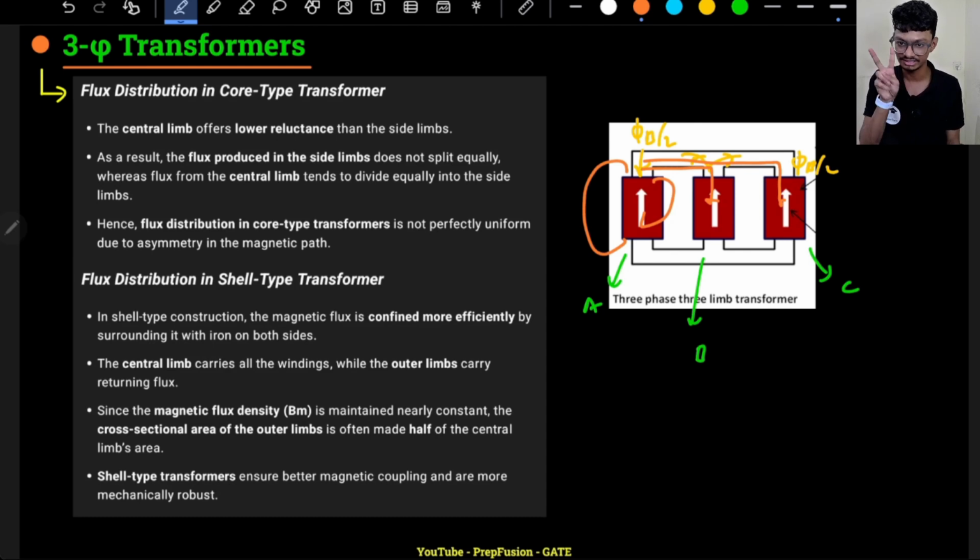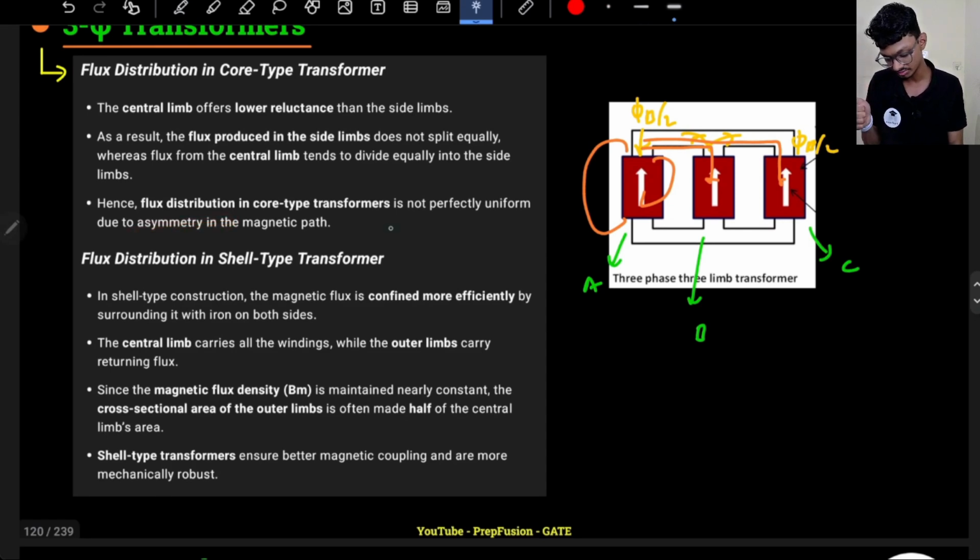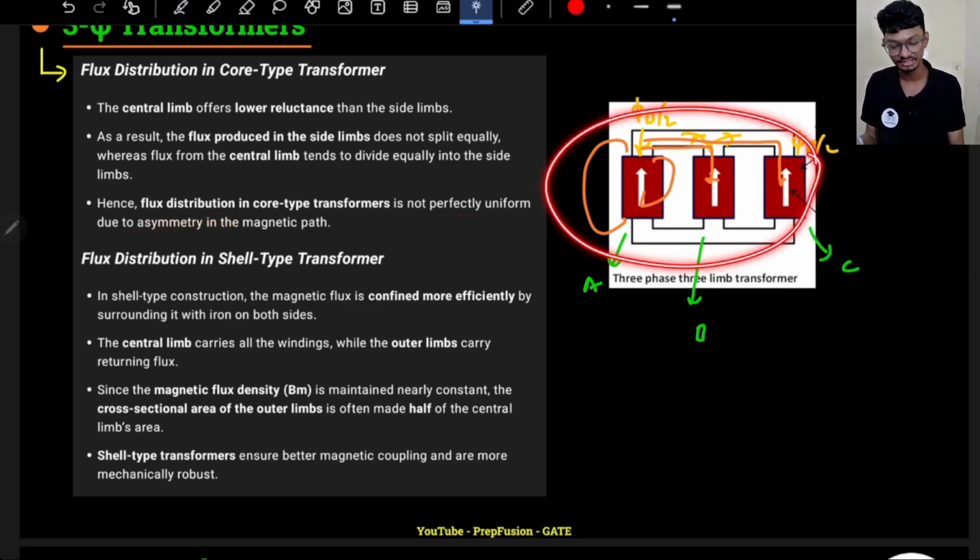All this will be asked in interviews. That's why I am explaining it to you. From the exam point of view, GATE point of view, it is not that important. So the flux distribution in a core type transformer is not perfectly uniform due to asymmetry in the magnetic path. What is the problem in the shell type transformer?